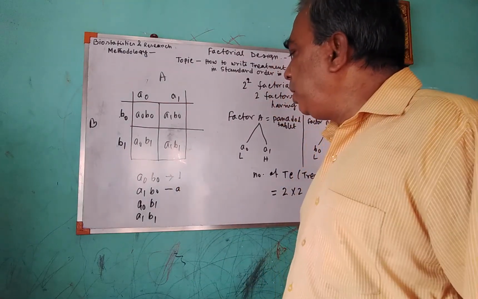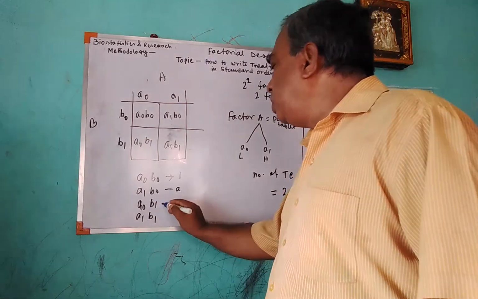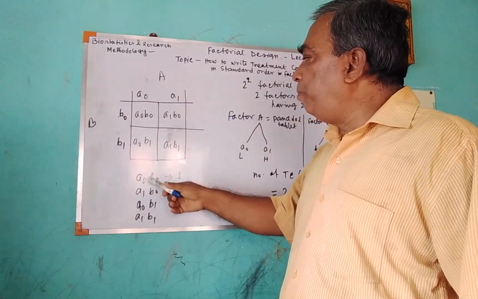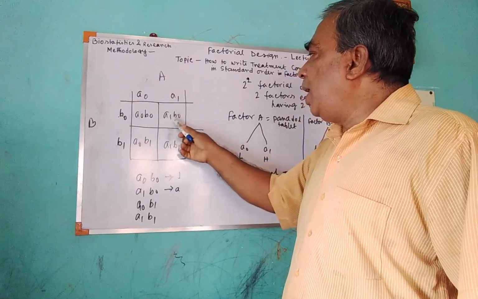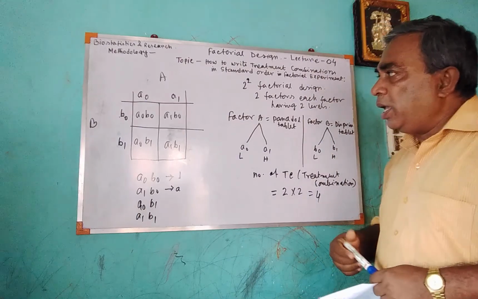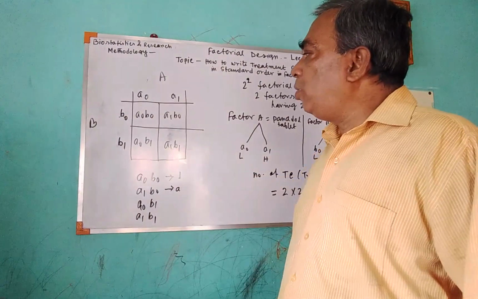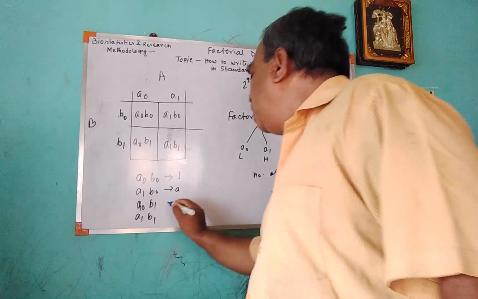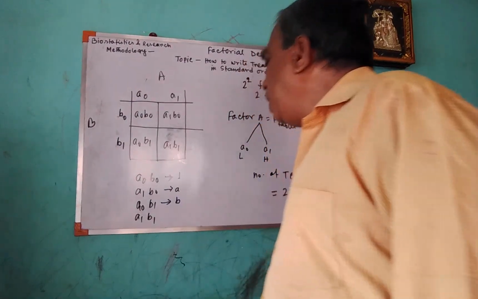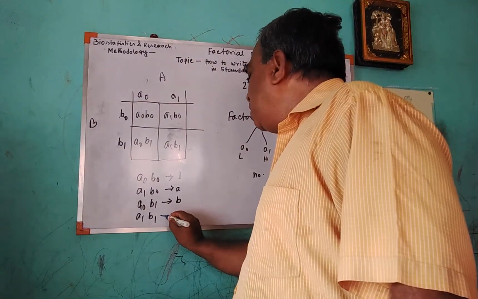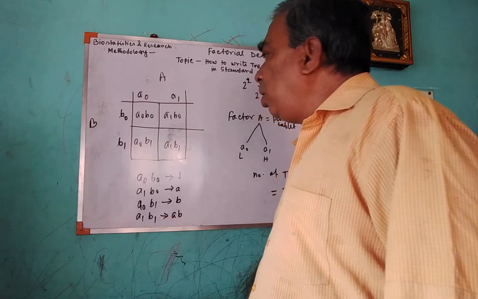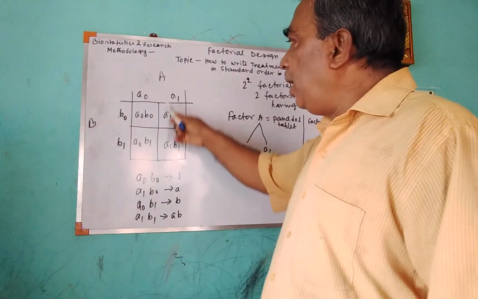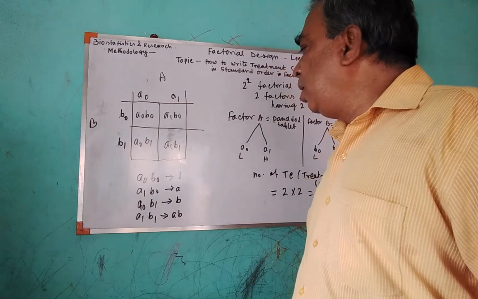A1 B0 means higher level of A and lower level of B. This is known as A1 B0, and it is written as A. Now A0 B1 means lower level of A and higher level of B, which is written as B. And A1 B1 means both at higher level, higher level of A and higher level of B. This can be written as AB.